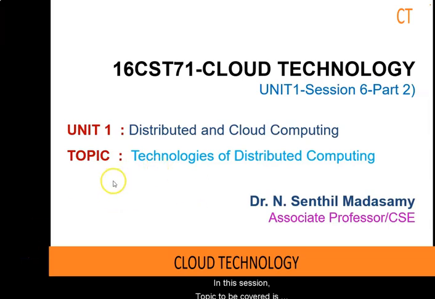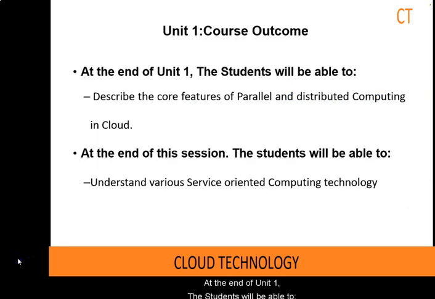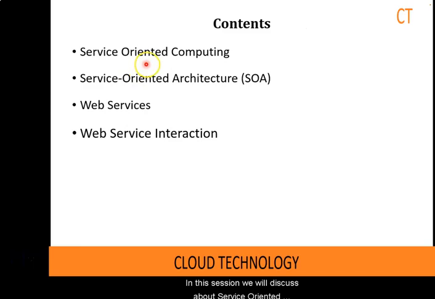In this session, the topic to be covered is technologies of distributed computing, part 2, in Unit 1, distributed and cloud computing. At the end of Unit 1, the students will be able to describe the core features of parallel and distributed computing in cloud. At the end of this session, the students will be able to understand the service-oriented computing technology. In this session, we will discuss service-oriented computing, service-oriented architecture, web services, and web service interaction.